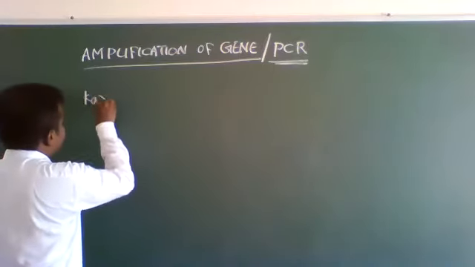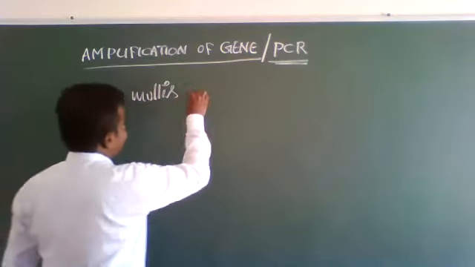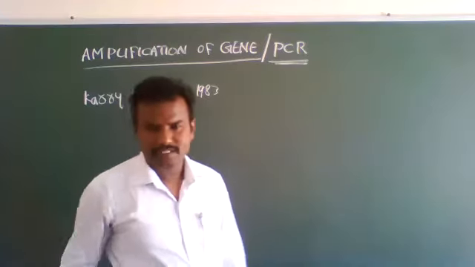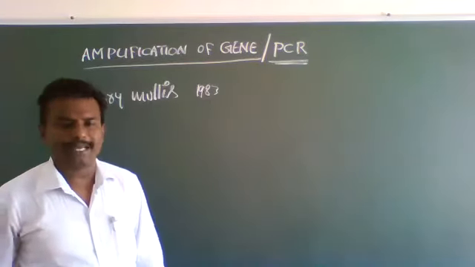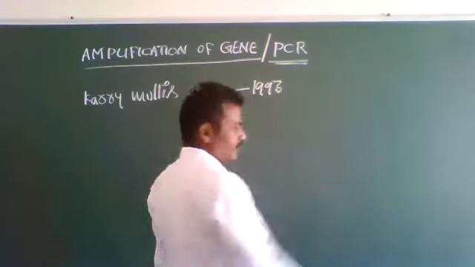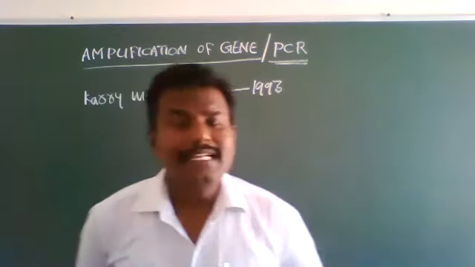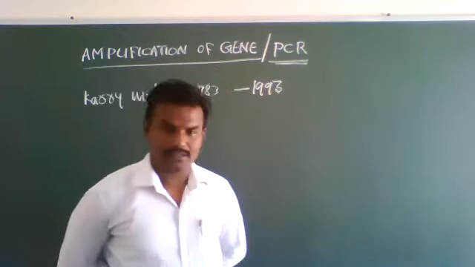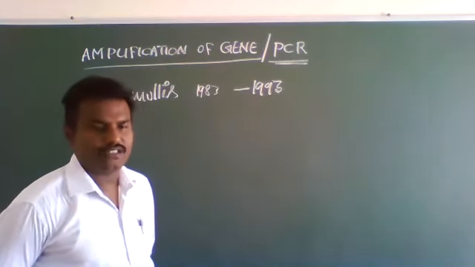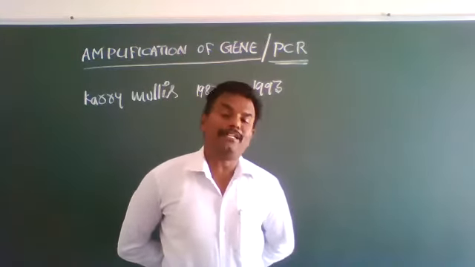Kary Mullis, in 1983, was awarded the Nobel Prize in Chemistry in 1993. When we have identified the desired gene, it can be multiplied through two processes.